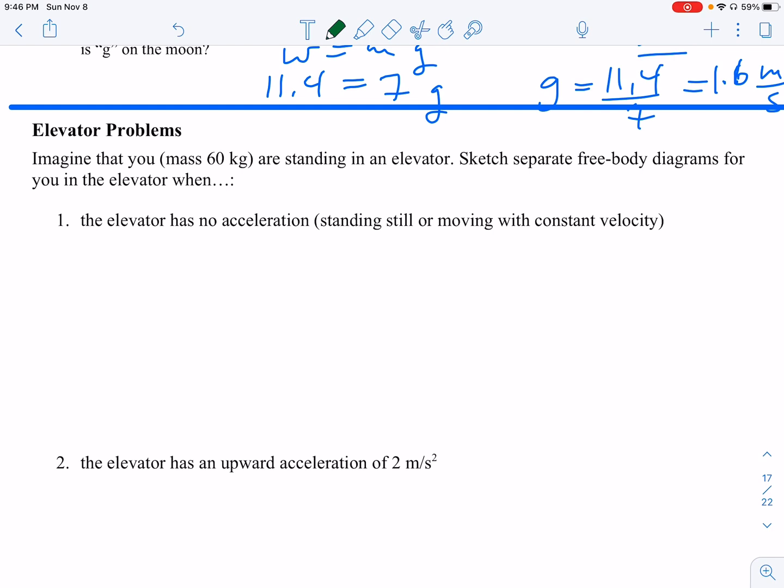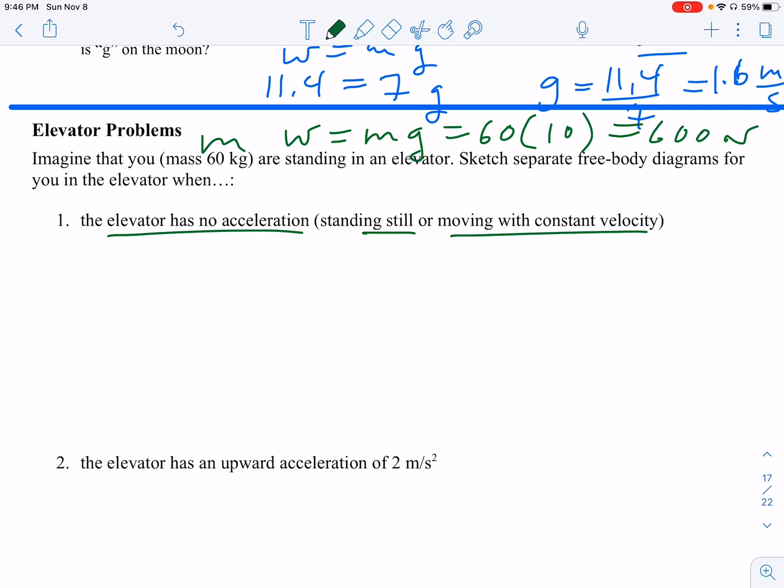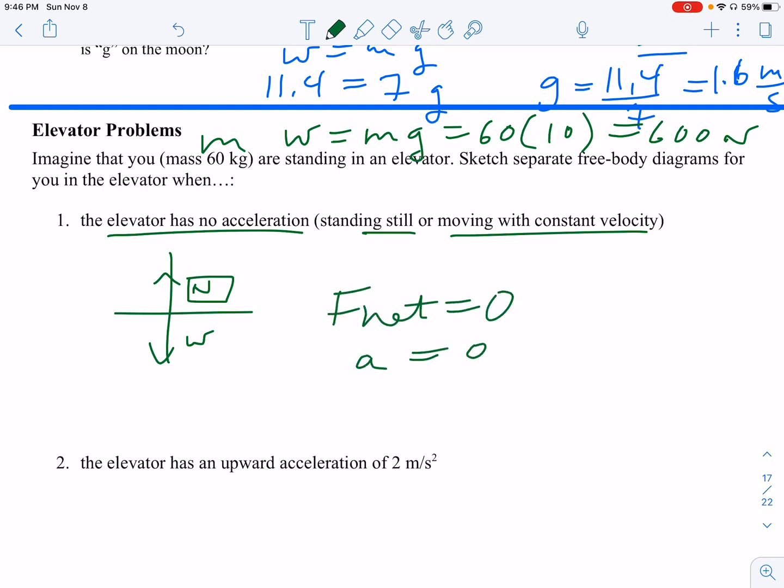Okay, these are elevator problems, very important. My weight, if my mass is 60 kilograms, my weight's mg, which you know, 60 times 10, 600 newtons. The elevator has no acceleration, either standing still or moving at constant velocity. We know that the weight has to equal the normal force. So sketch a free body diagram for each of those. We know that F net would equal 0, acceleration therefore equals 0.